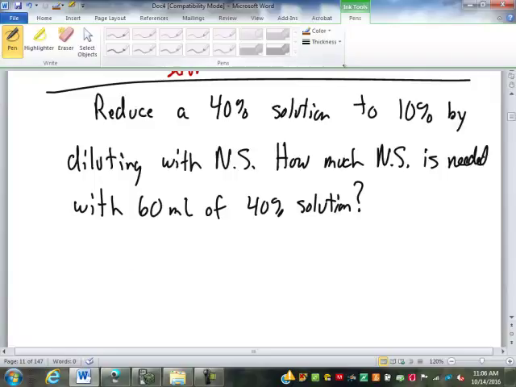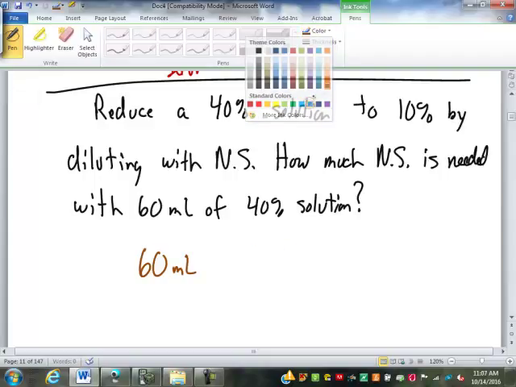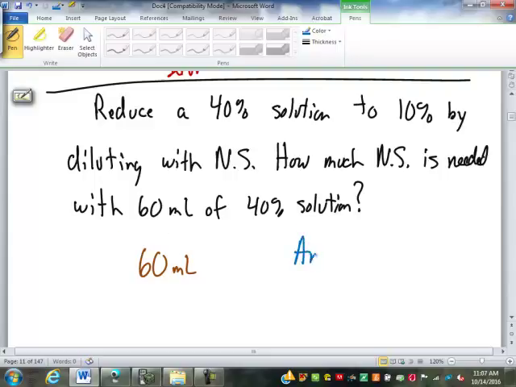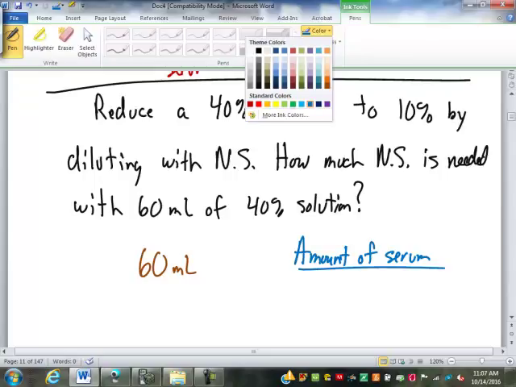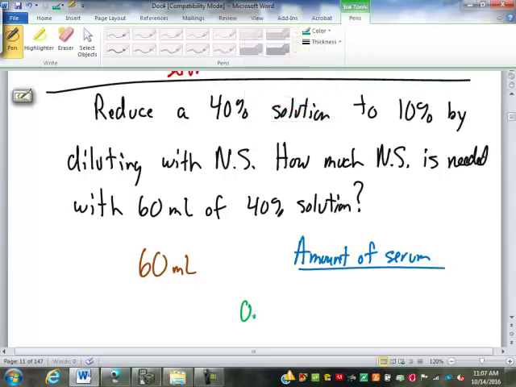So what we're going to look at here is we have 60 milliliters of solution, right? It is a 40% solution. To find the amount of medication, the amount of serum, or whatever our active ingredient is, remember, it is always the concentration, which is 0.4, times the volume or the mass, whatever is given. So 0.4 times 60 milliliters gives us 24 milliliters of medication.